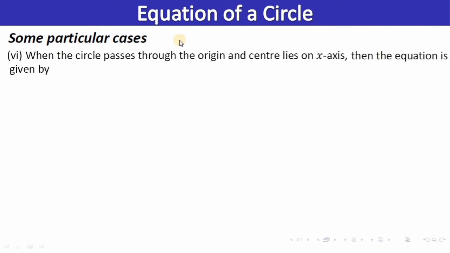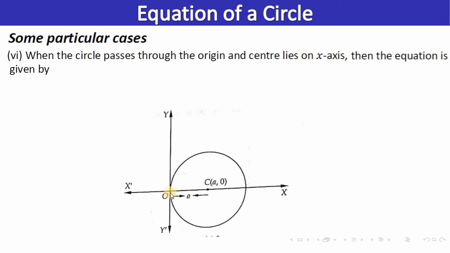Okay, so in the sixth case, the circle passes through the origin and the center lies on the x-axis. So what is the meaning of this? Let's see. The circle passes through the origin, and the center lies on the x-axis. So any point on the x-axis will be of the form (x, 0). We know that, right? But here, since the center is at a and the radius is a, the value for the abscissa will be a. It will be (a, 0). Now why 0? Because it is lying on the x-axis. So h is a and k is 0 in this case.